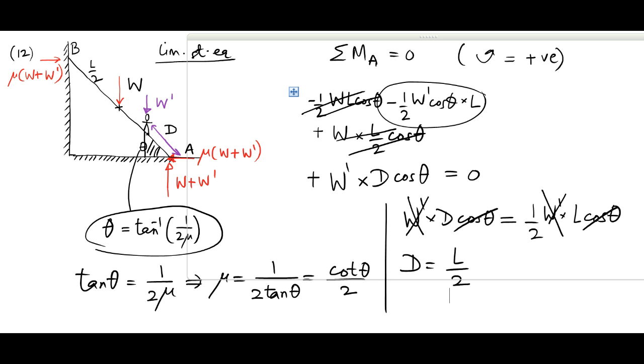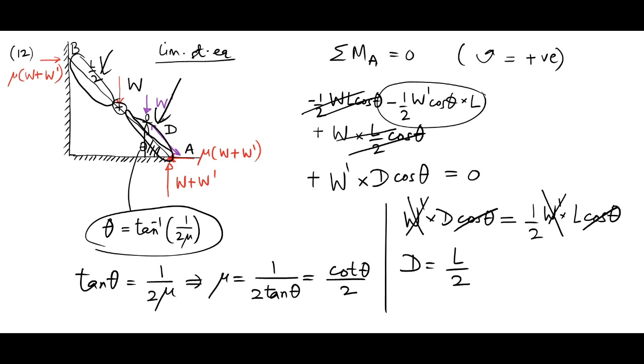Now, does it mean that the man is safe in the lower part of the ladder, and then limiting equilibrium is reached at this point, and then he is unsafe in the upper half of the ladder, because the ladder will slip? Does it mean that, or does it mean the reverse? Does it mean that he is safe here, unsafe here, and here there is limiting equilibrium?